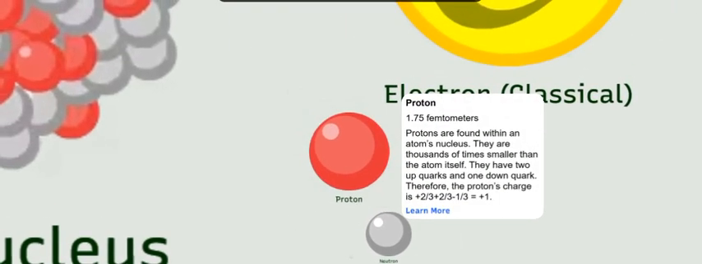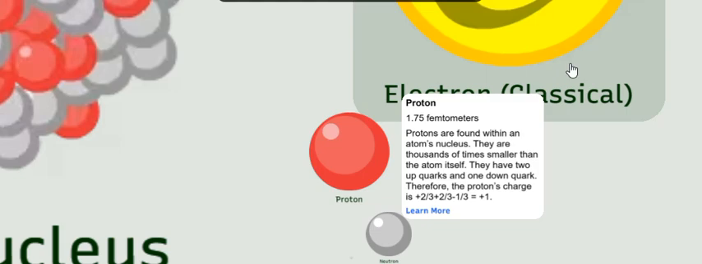Proton, 1.75 femtometers. Protons are found within an atom's nucleus. They are thousands of times smaller than the atom itself. They have 2 up quarks and 1 down quark. Therefore, the proton's charge is plus 2/3 plus 2/3 minus 1/3 equals plus 1.